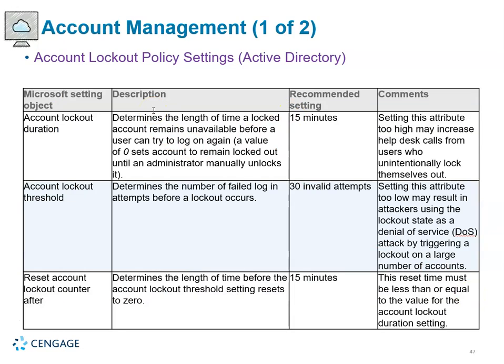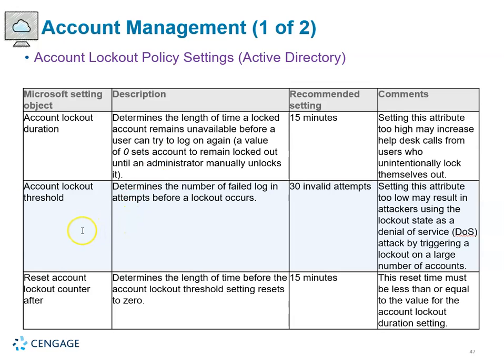And now, moving on to the account lockout policy settings that we see in Active Directory, you have, again, a table. Here we do have column headings that describe it. We have the Microsoft setting object, the description, the recommended setting, and comments. These all deal with the account itself. So we have account lockout duration. This is the length of time a locked account remains unavailable before the user can retry it. We saw this again last week with mobile devices like the iPod example that I described.